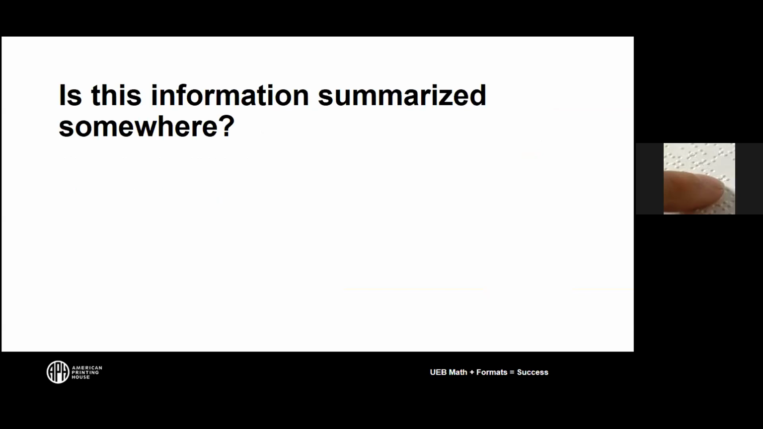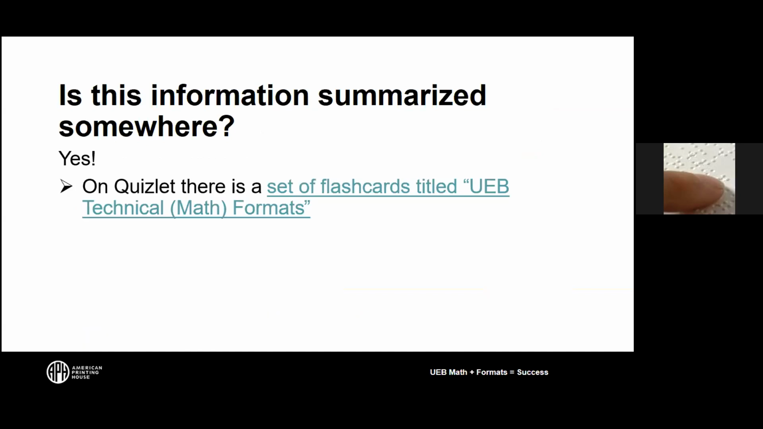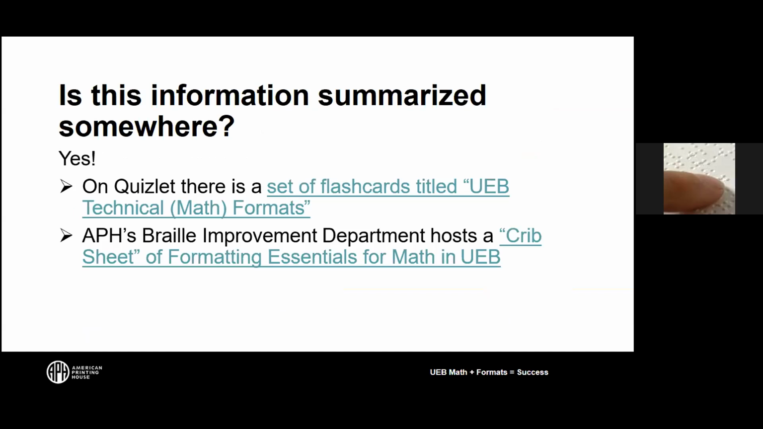Any additional resources? This information, is it summarized somewhere? Well, yes, in this presentation, and also on Quizlet. If you ever use the Quizlet flashcards service or application, there's a set of flashcards made by Braille Trainer, that's me, titled UEB Technical Math Formats. It's a series of questions and answers about the things we've covered here. And APH's Braille Improvement Department hosts a crib sheet of formatting essentials for math in UEB.